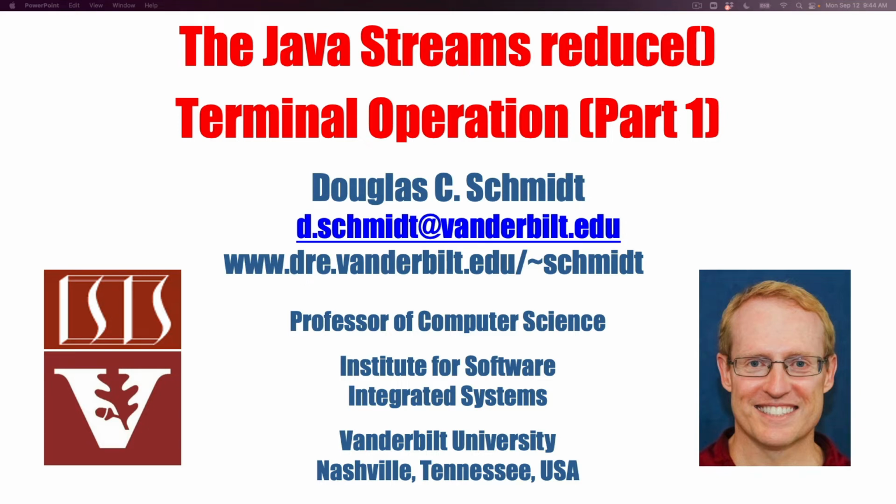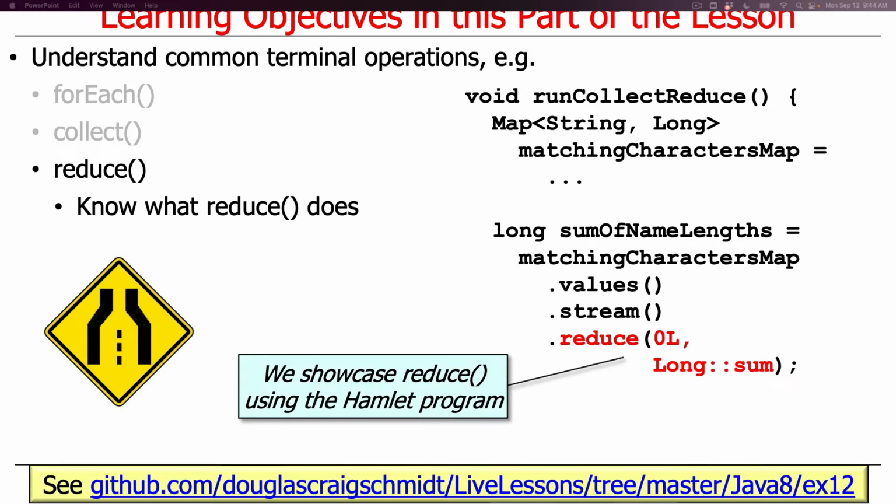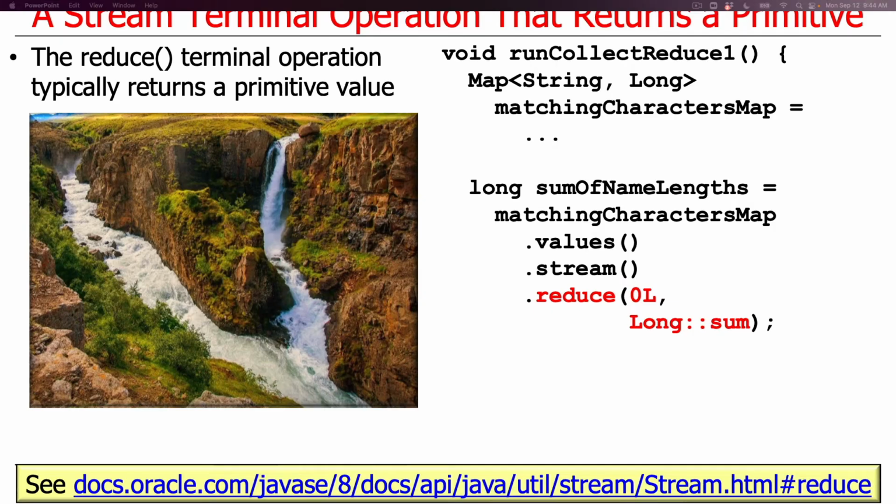So now that we've finished our discussions of collect, let's turn our attention to reduce, which is one of the other powerful and common terminal operations you get with Java streams. So we'll start off by just giving an overview of what reduce does, and then we'll show some examples. Again, we'll use the Hamlet program, but we'll do some terminal operations here that are a little different from what we looked at before.